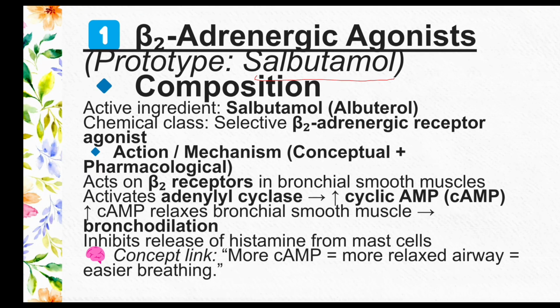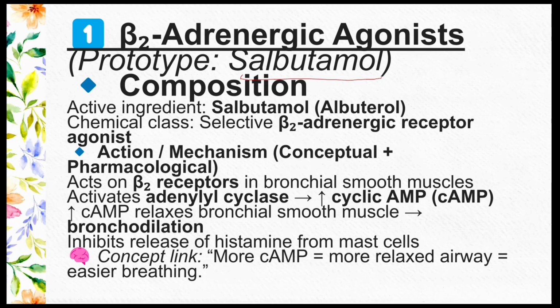Now we'll discuss the composition of this drug. The active ingredient is salbutamol. The chemical class is selective beta 2 adrenergic agonist. Now the action: it acts on beta 2 receptors in bronchial smooth muscles, activates adenylyl cyclase, which increases cyclic AMP, and cAMP relaxes bronchial smooth muscles, causing bronchodilation. What do you understand from this? What are beta 2 receptors? What is adenylyl cyclase? We don't even understand what this is.